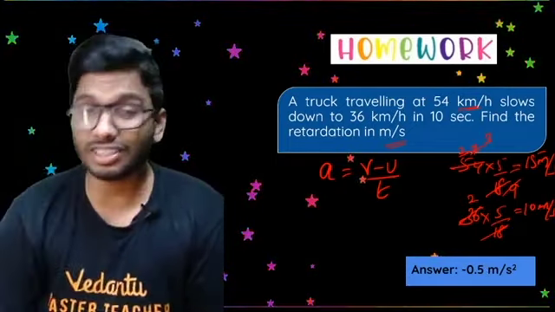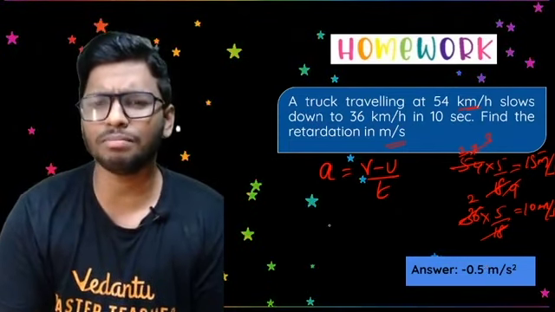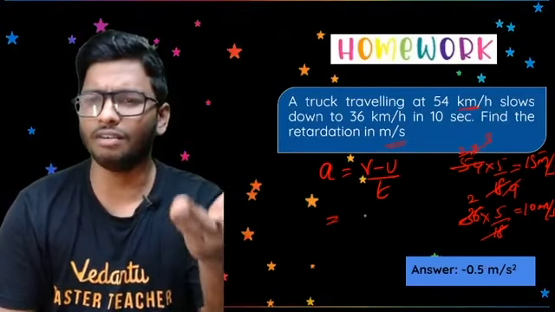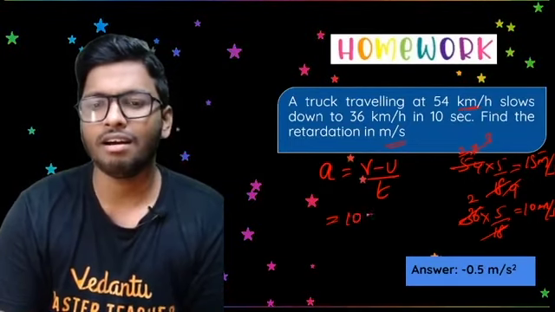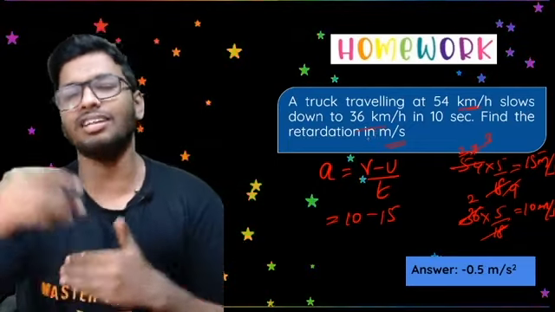They've given you the time taken also, in terms of seconds, that is 10 seconds. Find out the retardation. It's pretty simple. So final velocity is 10 meter per second, initial velocity is 15, because the body is slowing down, right? So that is the final velocity.